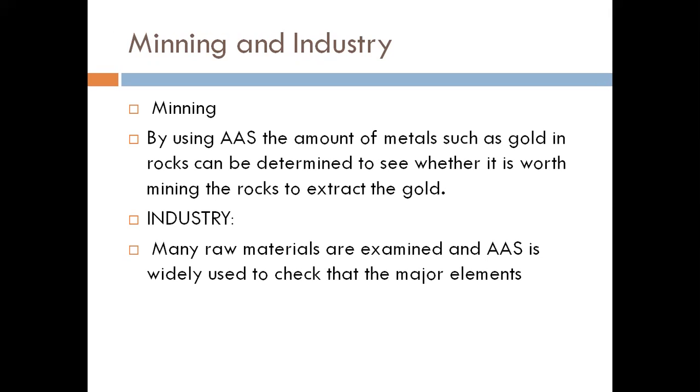So last one is industry. Many raw materials are examined and AAS is widely used to check that the major elements are present and toxic impurities are lower than specified. For example, in a concentrate where calcium is a major constituent, the lead level should be low because it is toxic.